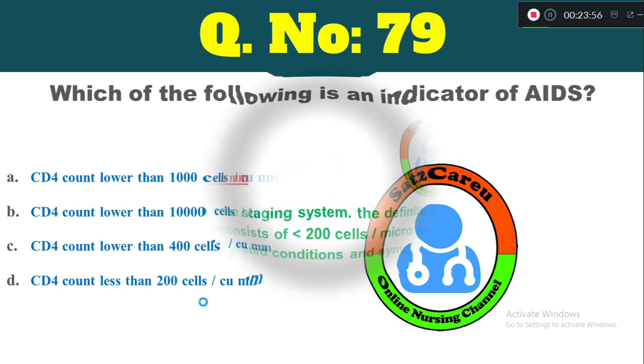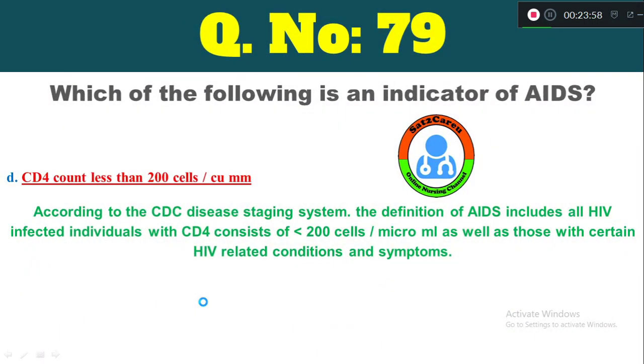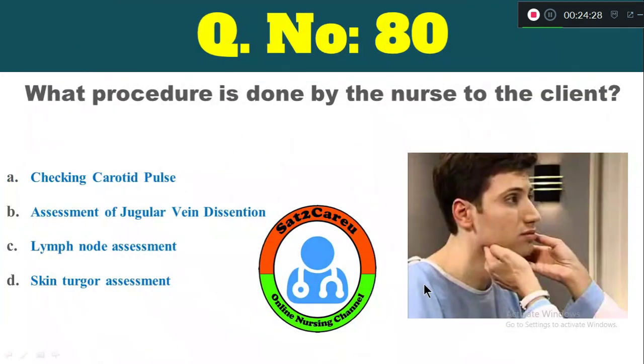The right answer is option D, the CD4 count less than 200 cells per cubic millimeter. According to the CDC disease staging system, the definition of AIDS includes all HIV infected individuals with CD4 counts of less than 200 cells per microliter, as well as those with certain HIV related conditions such as symptoms. Question number 80.